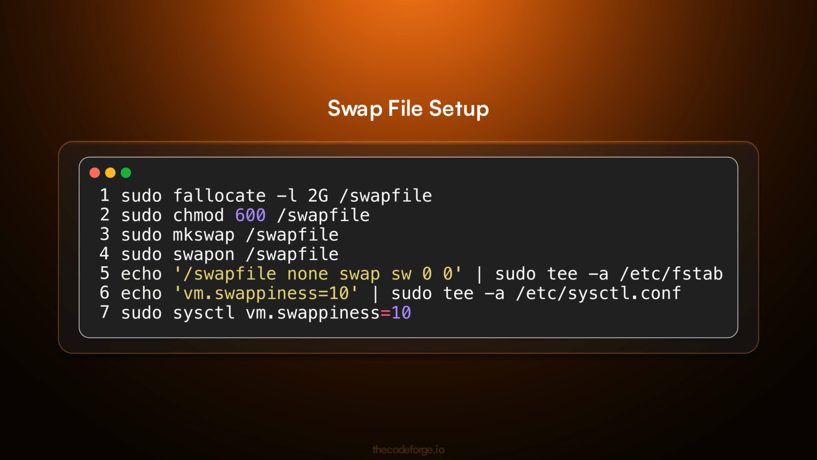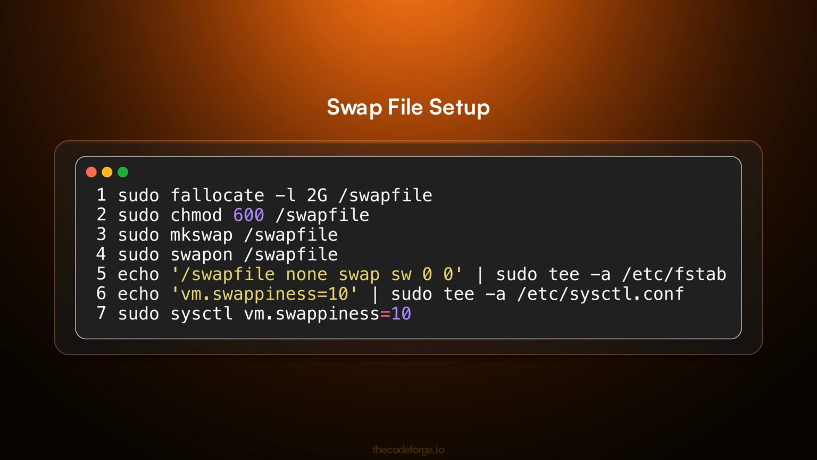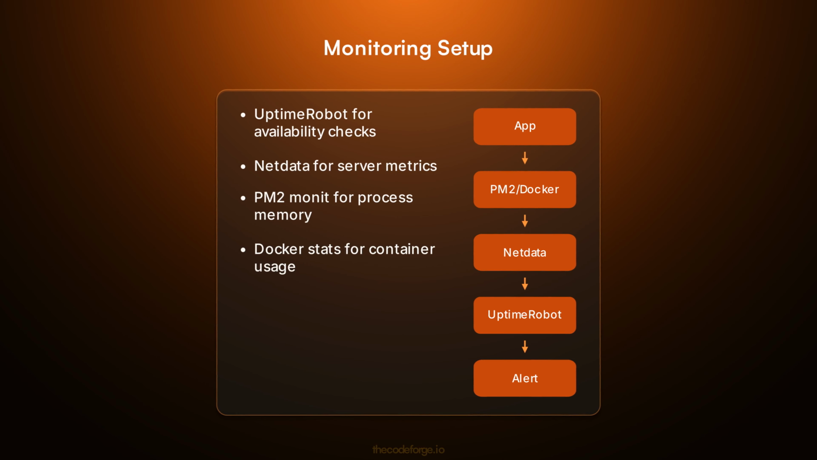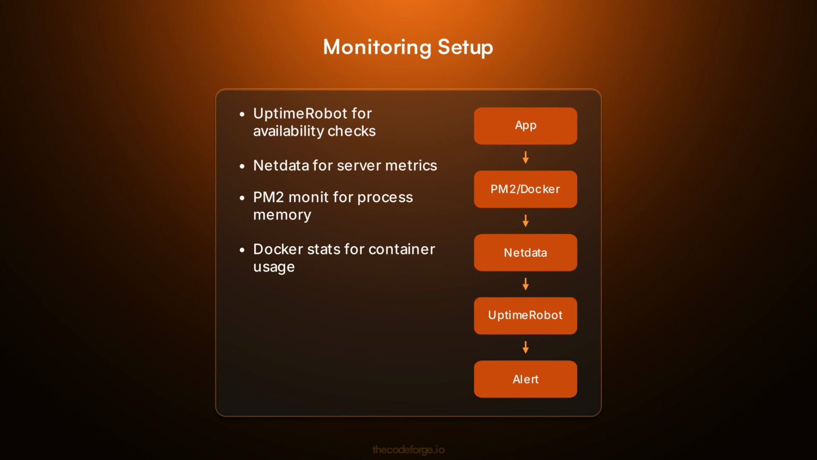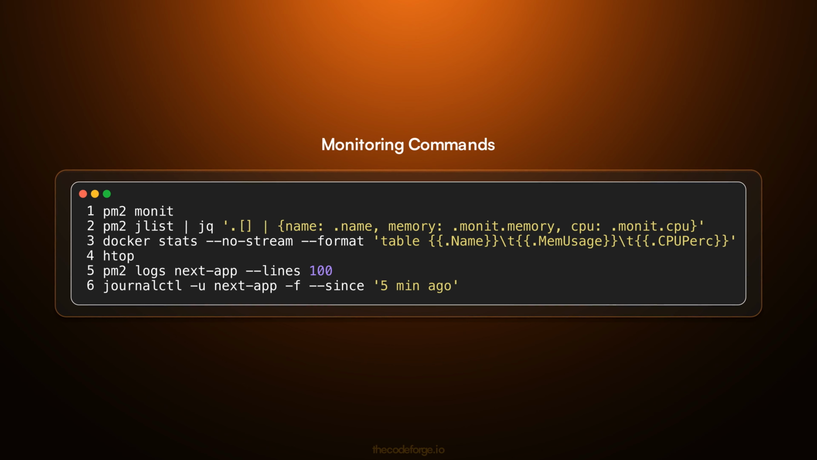This script creates a 2 GB swap file and makes it permanent. Swap gives your server breathing room when memory spikes, preventing the OOM killer from terminating Node. Without monitoring, you won't know your site is down until users complain. Set up Uptime Robot for 5-minute availability checks, netdata for server metrics, and use PM2 or Docker logs for debugging. These commands give you real-time visibility into your app's performance.